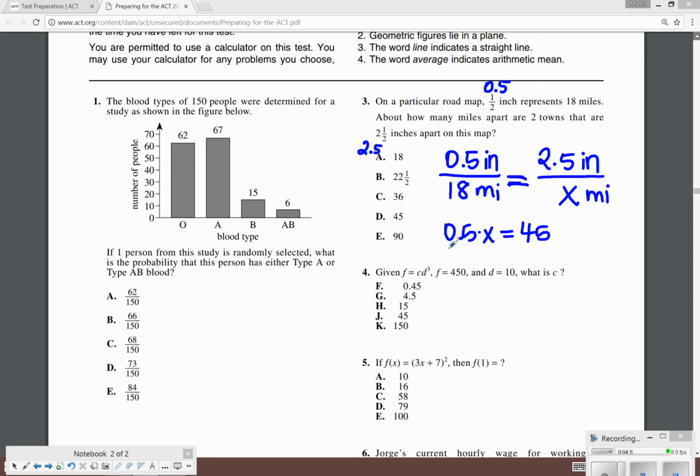So to get rid of multiplying by 0.5, I'm going to divide both sides by 0.5. So 45 divided by 0.5 gives me x equals 90, and this is in miles. We're saying that 2.5 inches on the map represents 90 miles in real life, and you see that as choice E.